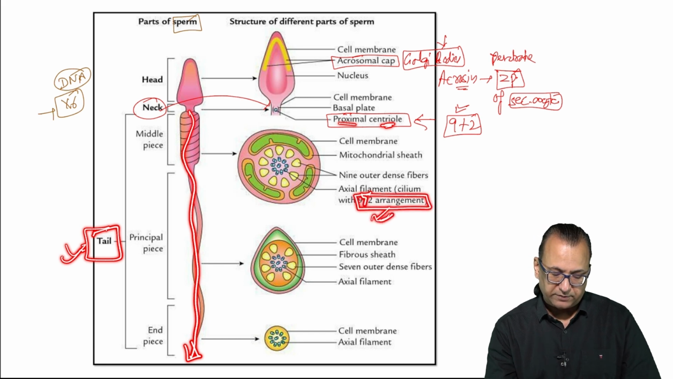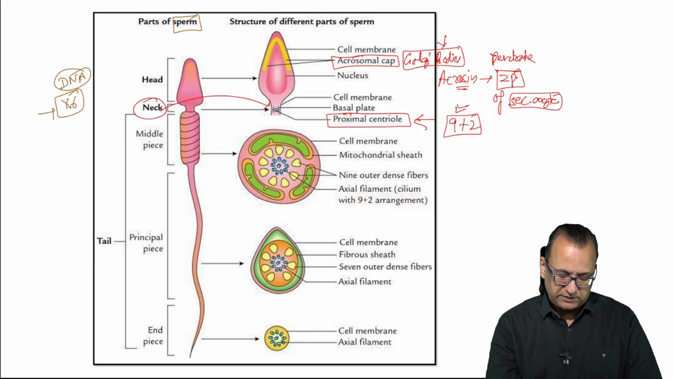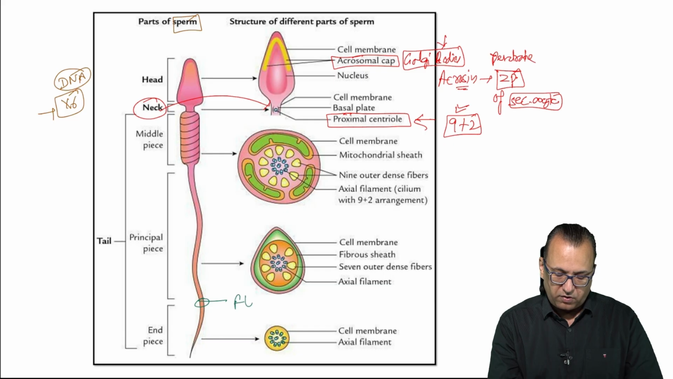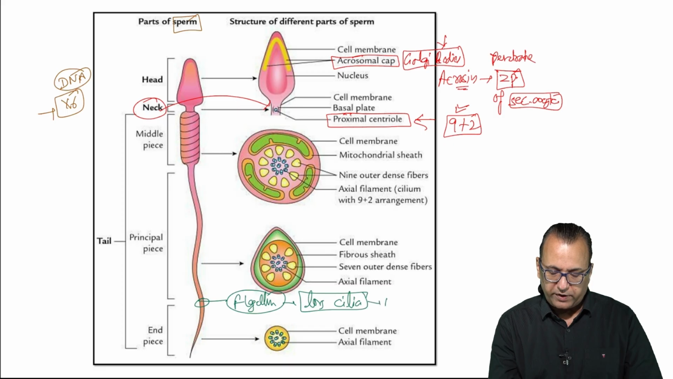Centrioles have this arrangement. So there are two centrioles, and the distal one will form the tail. Though we call it a flagellum, it is not a flagellum; it is a long cilium, and that long cilium is important for motility.